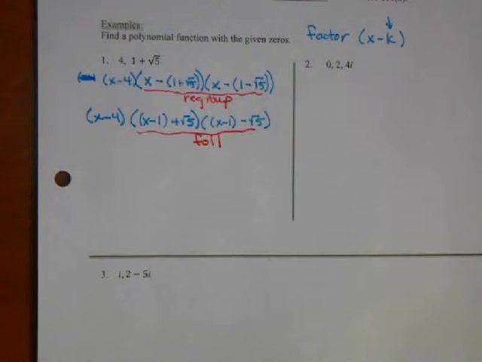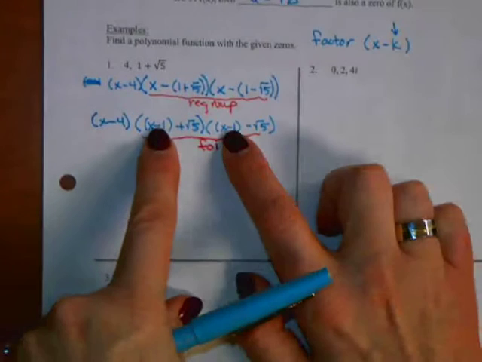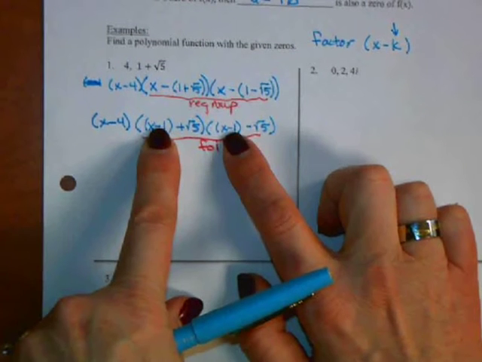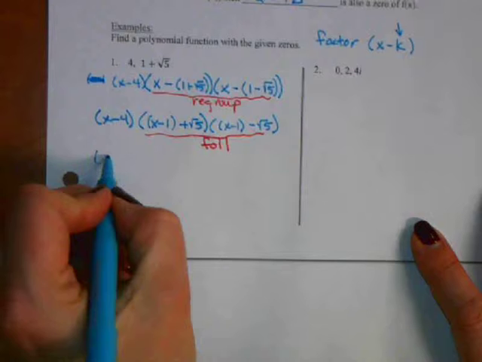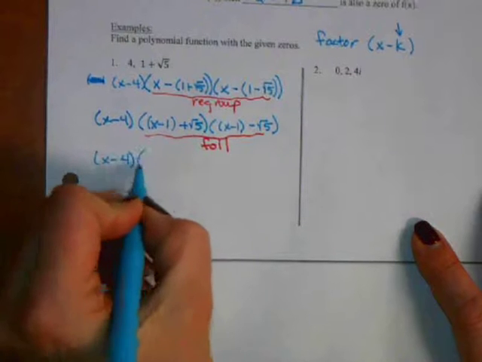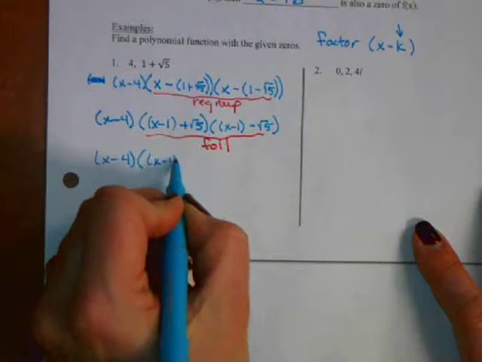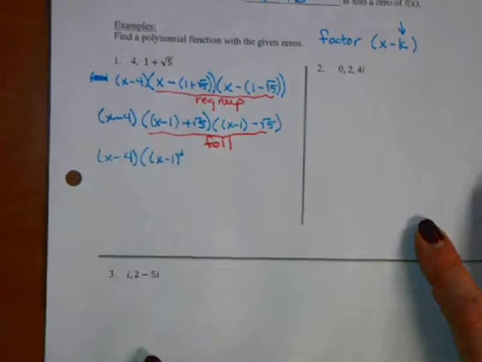Because there's a binomial here and a binomial here, correct? I'm going to FOIL that. So let's look at what happens. First term times the first term. How can I write that? X minus 1 squared. So I'm still going to write x minus 4. And inside of here I'm going to say x minus 1 squared.